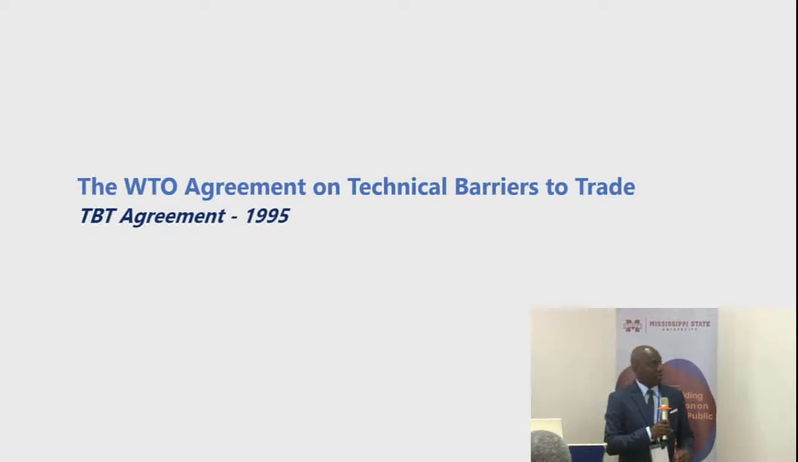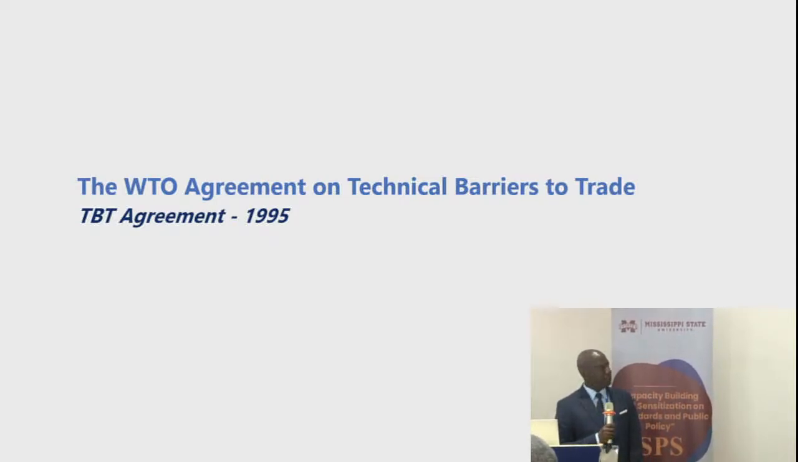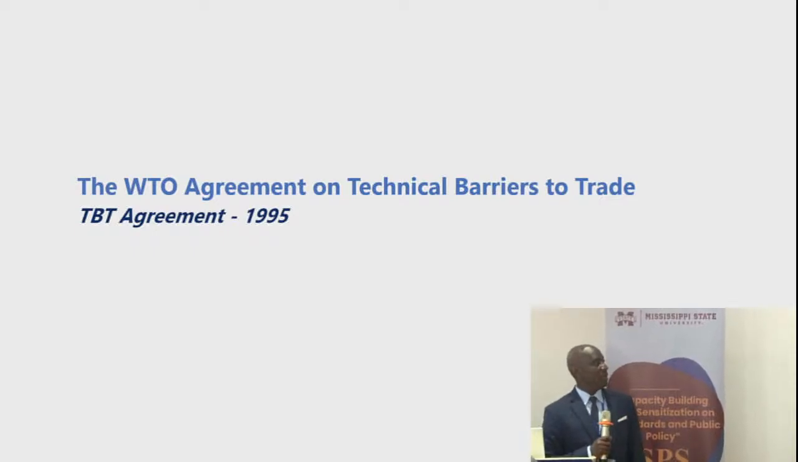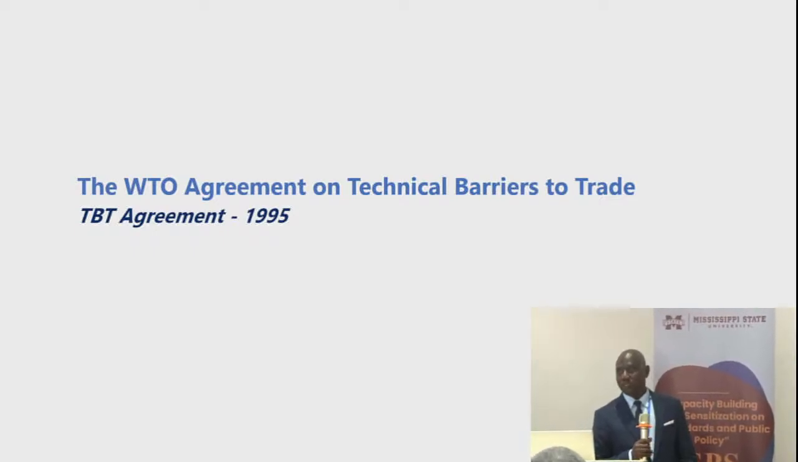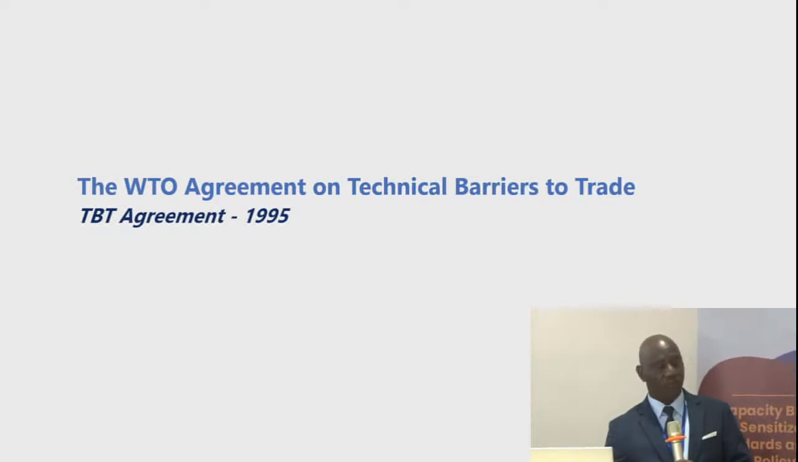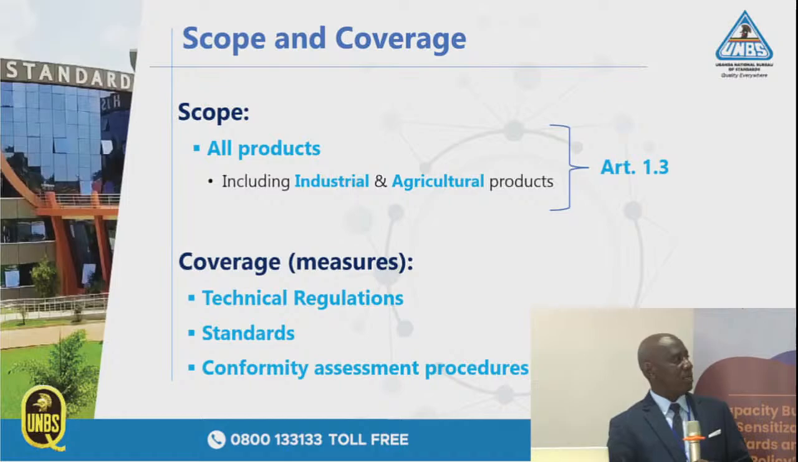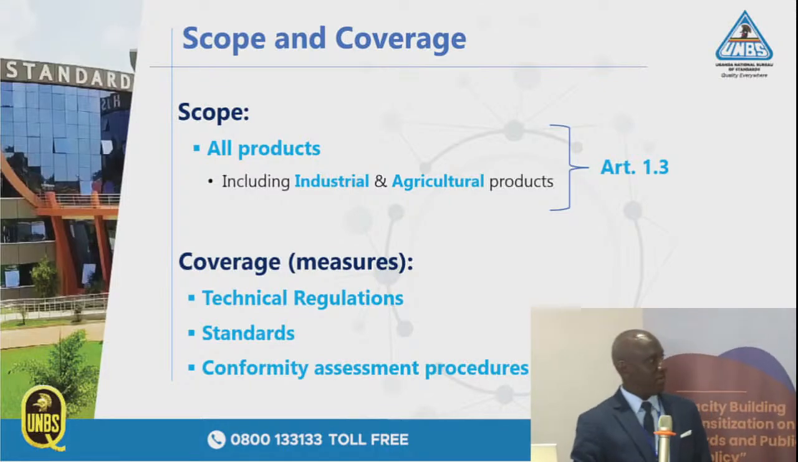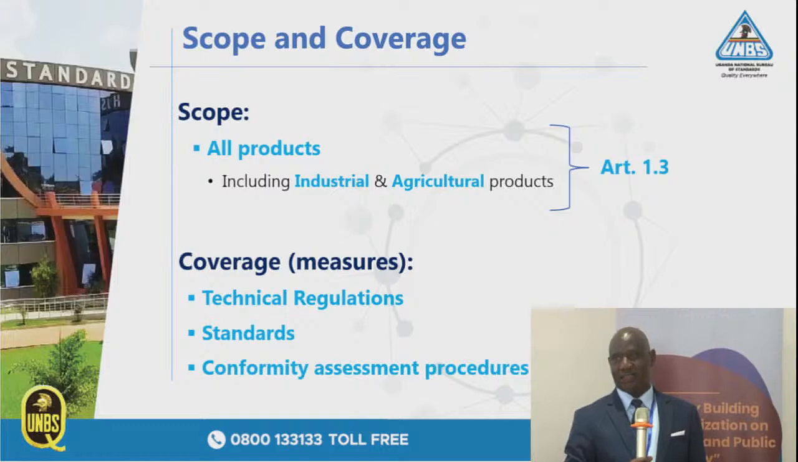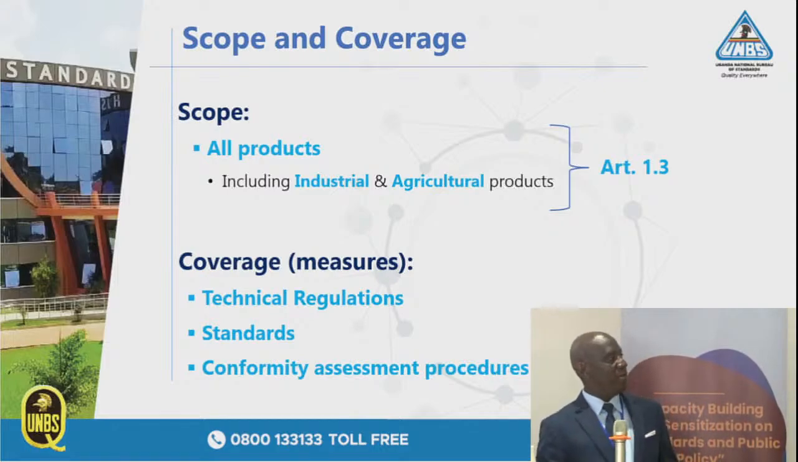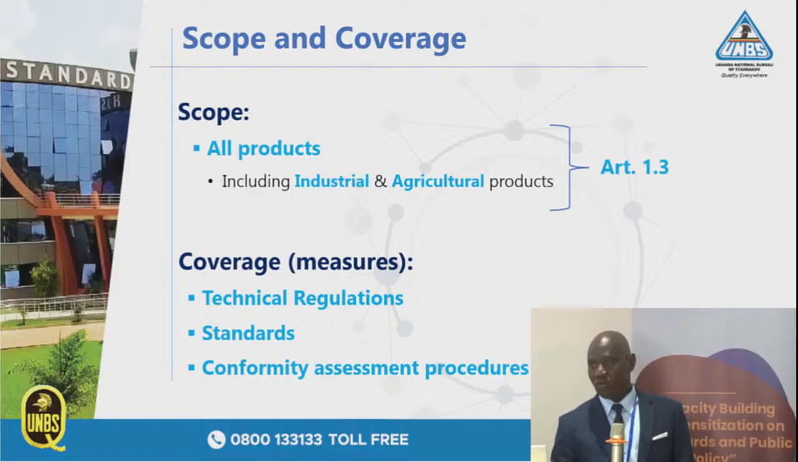So just to start with the TBT agreement, or the Agreement on Technical Barriers to Trade, we all know that it entered into force in 1995 at the beginning of the World Trade Organization, or WTO. And in terms of its scope, it covers all products. It has a very wide scope. It covers all products, including industrial and agricultural products.